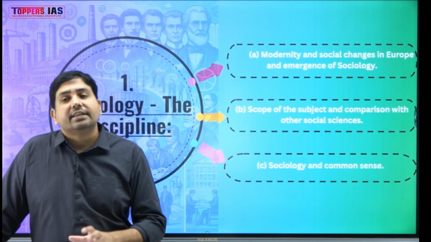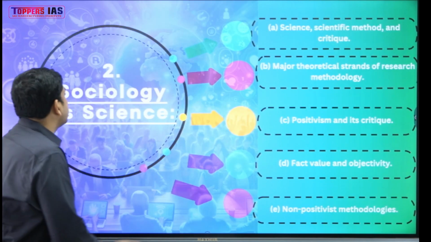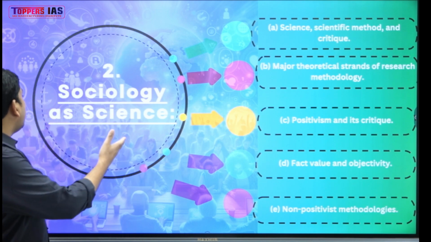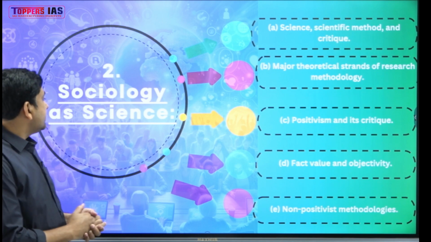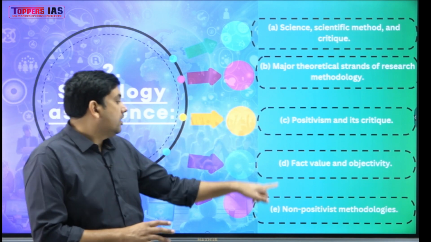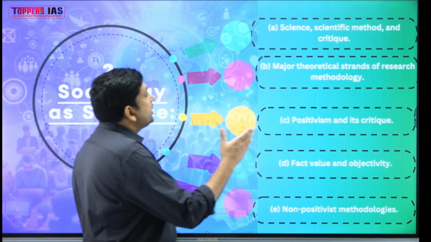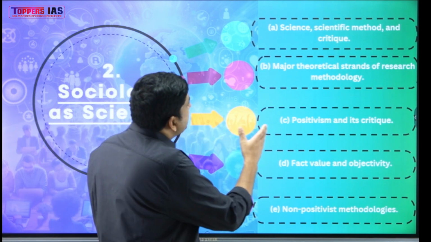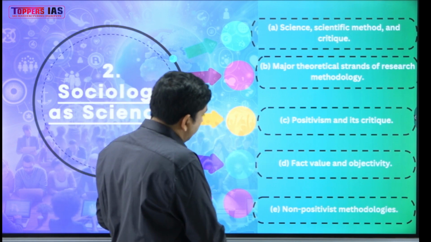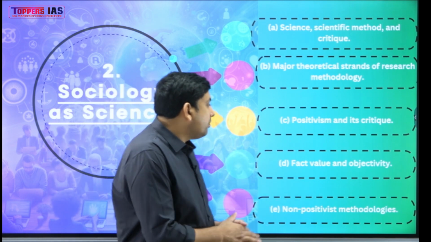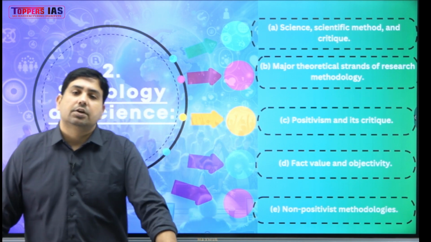Now come to the second and third unit. Second is sociology as science, and under this there are how many? 5 subtopics. Science, scientific method and its critique, major theoretical strands of research methodology, then positivism and its critique, 4th is fact, value and objectivity, and 5th is non-positivist methodology.